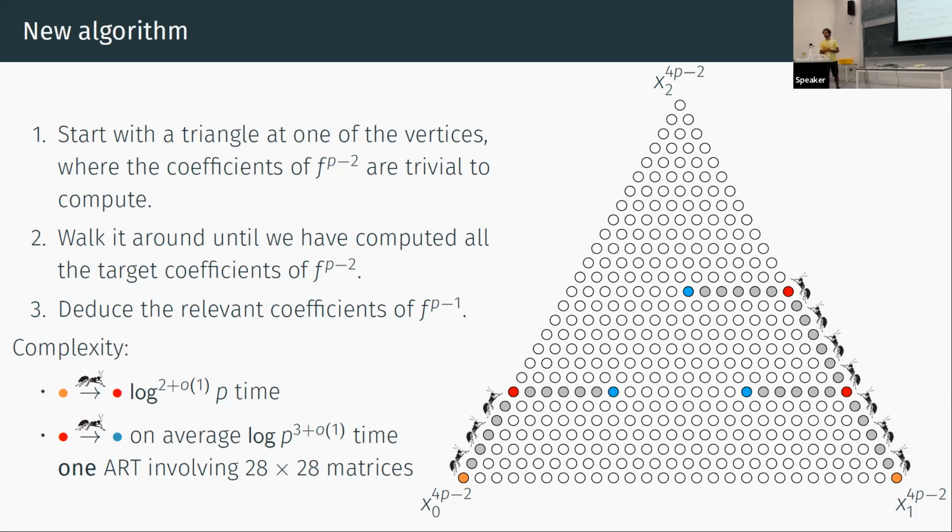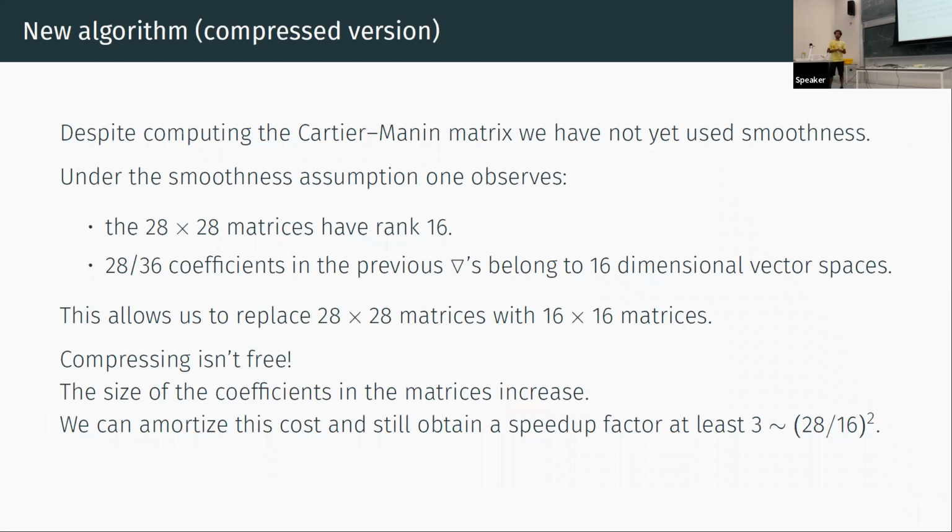Okay, moving along. But I've not yet told you how I get 16 by 16. I don't really have time for that. That's also a big part of the paper, but I'm going to give you the idea. The idea is that if you just do some numerical computations and you make these 28 by 20 matrices and you look at them, you realize that the rank of these matrices is always 16. If you also assume smoothness, which I've not assumed so far, even though I was computing the Cartesian matrix.